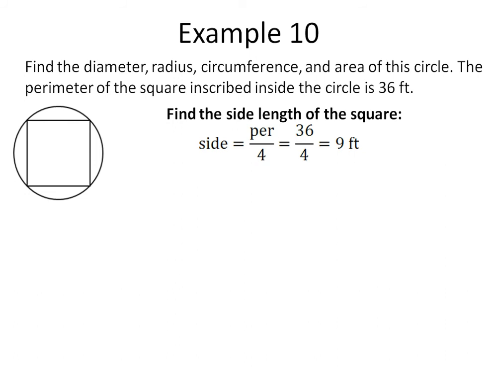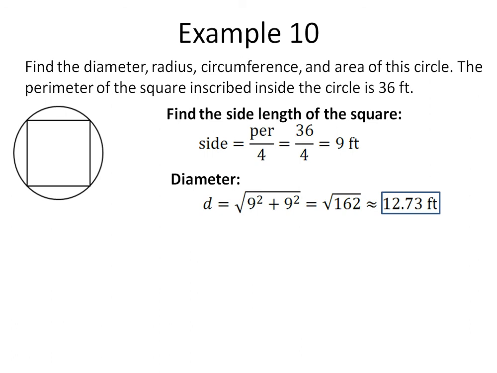Okay, at this point we need to find the diameter, which would also be either of the diagonals of the square. So once we do this, we can use the Pythagorean theorem to find this, because each side of the square is 9 and 9. So the diameter is equal to the square root of 9 squared plus 9 squared, which is equal to the square root of 162. That's the exact diameter. Okay, but that approximates out to 12.73 feet if you're going to decimalize it.